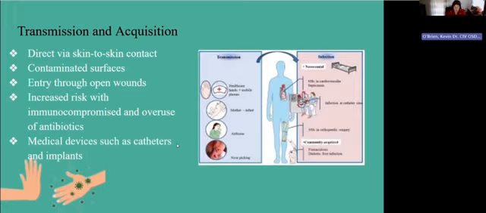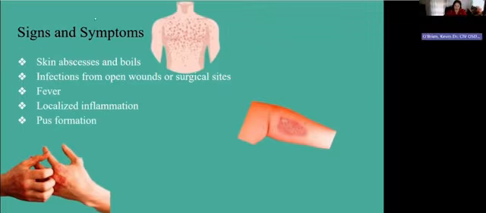And overuse of antibiotics has led to antibiotic resistance, and medical devices such as catheters and implants, which I will go into further detail on. Signs and symptoms include skin abscesses and boils, infections from open wounds or surgical sites, localized inflammation, and fever are systemic symptoms of the host trying to fight off this chronic or acute infection, as well as pus formation. So all of these will occur due to host immune activation.